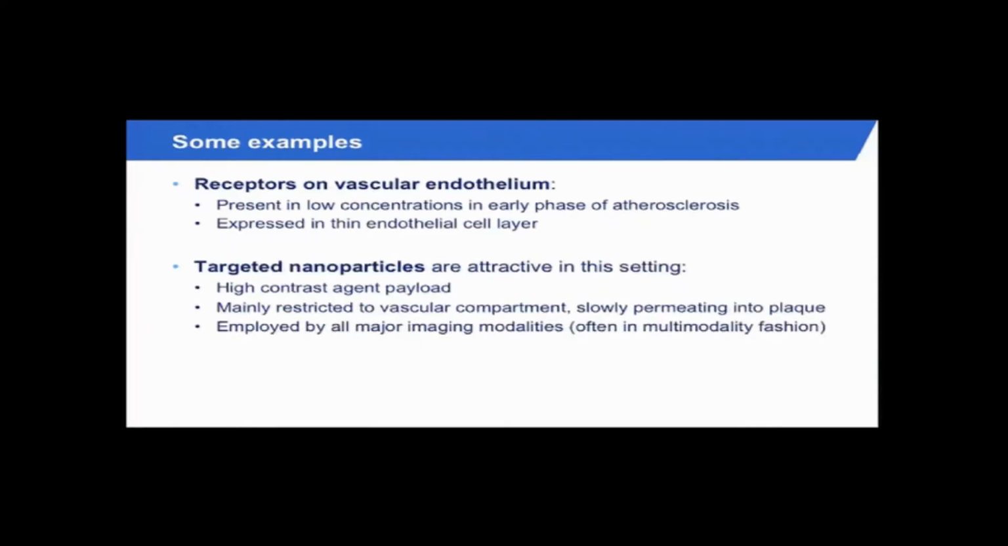Suppose we are to image vascular endothelium, receptors on vascular endothelium that we know are present early on in atherosclerosis development, but then occur in low concentrations. And of course they are expressed only in a very thin layer of endothelial cells. So we need to design contrast agents that are capable of generating sufficient signal to capture these.